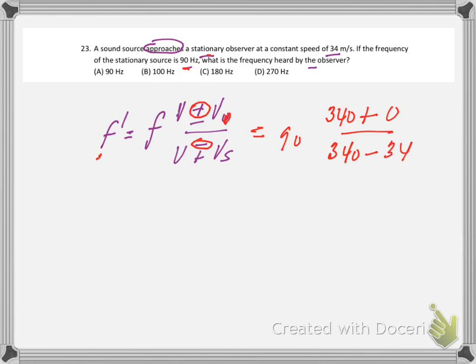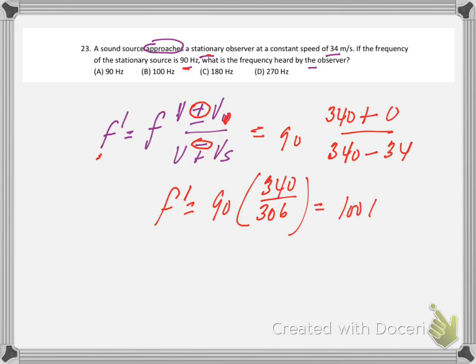All right, so when we do that, 90 times 340 over 340 minus 34, we're going to get 306. When we do the division and multiply that out, we're getting approximately 100 hertz.